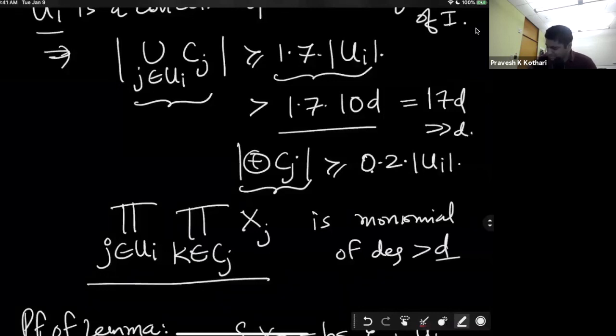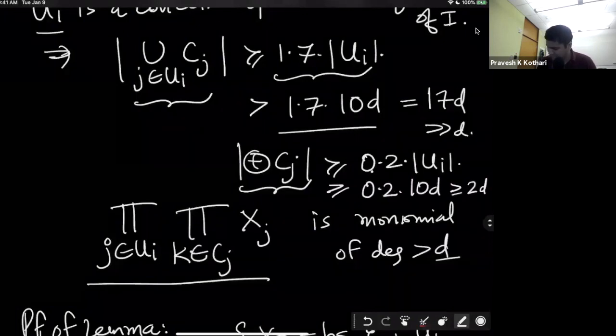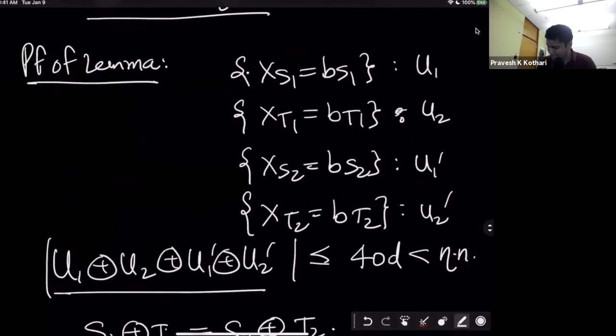And so now I'm good, because I guess I didn't complete this argument earlier. Thank you for reminding me. So this is 0.2 times the size of UI, which is 10D, which is bigger than 2D. And that's a contradiction because this was supposed to be at most D. Okay. Good. Does that make sense? Yeah. Okay, very good. More questions?